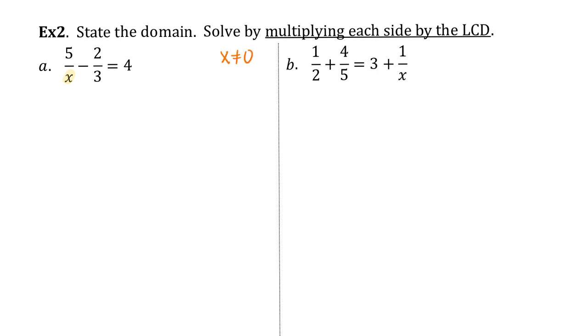The other denominator is 3. There's no variable in it, so it's fine. Okay, so I need to figure out the least common denominator. I have x and I have 3. What is the least common denominator for x and 3? It is 3x, so let's times everything by 3x.